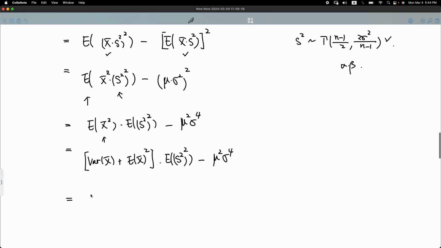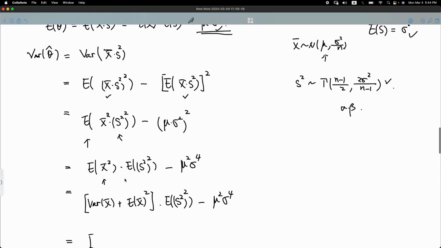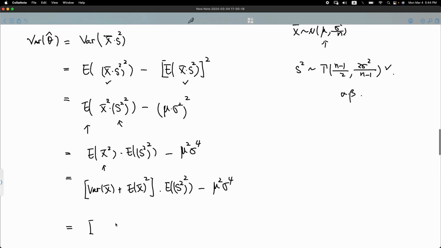And for this one, we can just plug in. So what is the variance of x bar here? Sigma squared over n. Right. What is the expectation of x bar? Mu, and then squared. Yeah, that's that. And now we just need to worry about this one. So we have a gamma random variable raised to the power of 2. So how can we address this term here? Any thoughts?